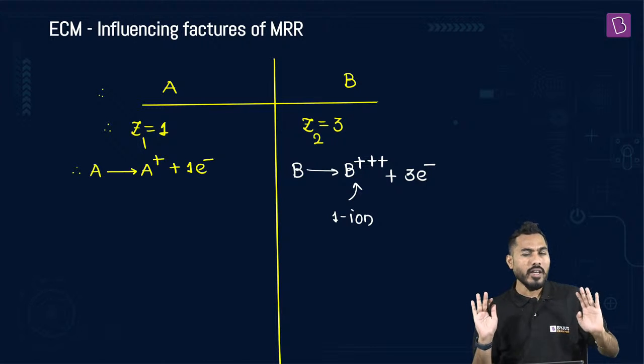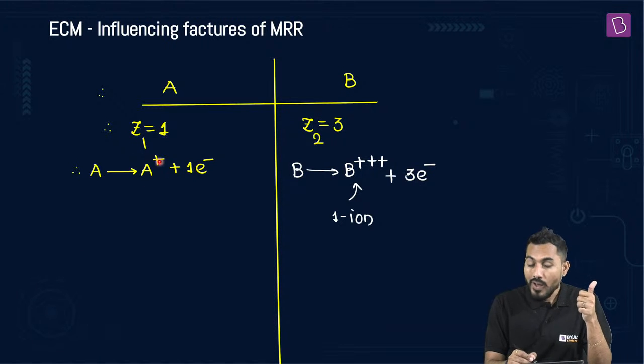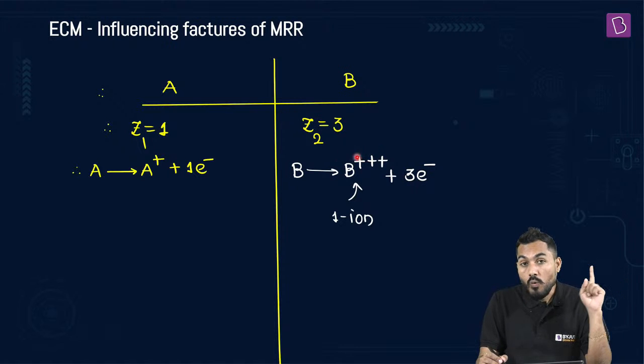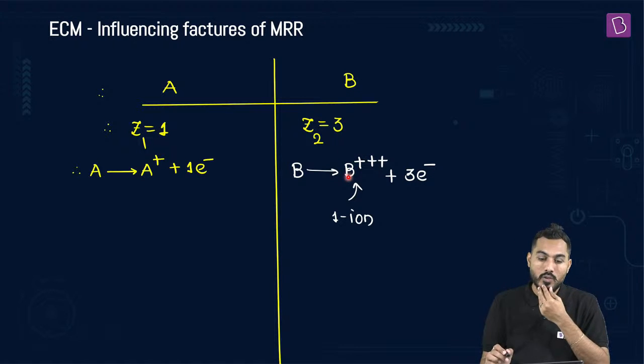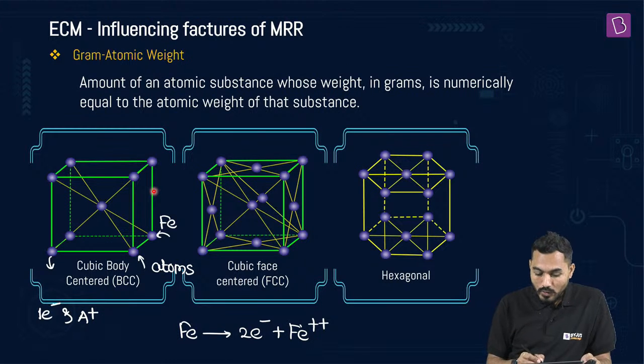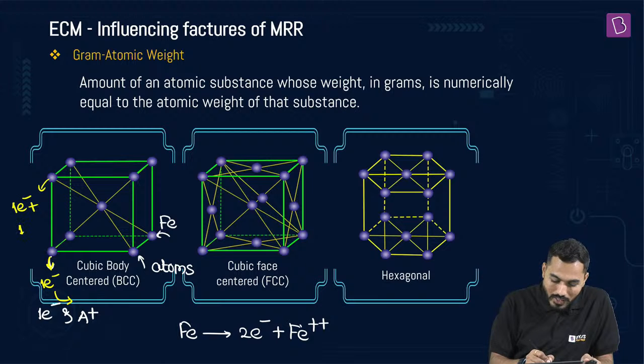Now if you compare very cautiously, in the case of A, when 1 electron is released, 1 A plus ion is released. But in the case of B, when 3 electrons are released, only 1 B plus plus ion is released. So how are 3 electrons released in the case of A? Very simply: 1 electron and 1 A plus ion from here, 1 electron plus 1 A plus ion from here also, and from here also 1 electron and 1 A plus ion.